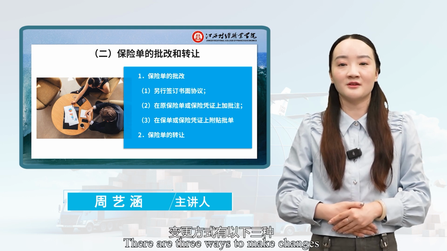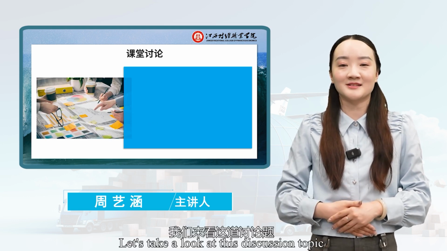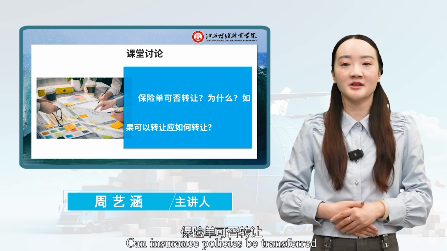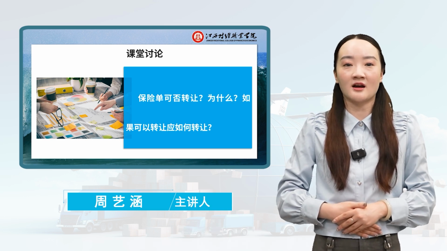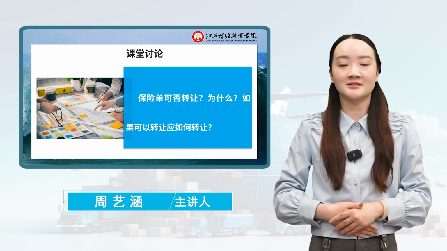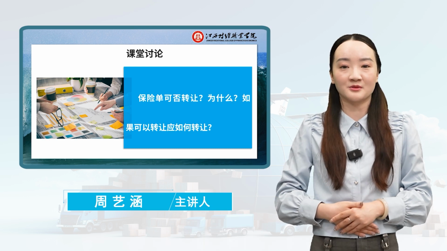There are 3 ways to make changes. Let's take a look at this discussion topic. Can insurance policies be transferred? Why? If it can be transferred, how should it be transferred?